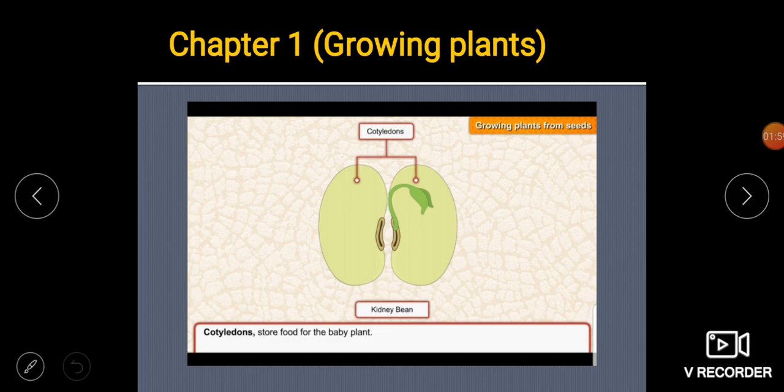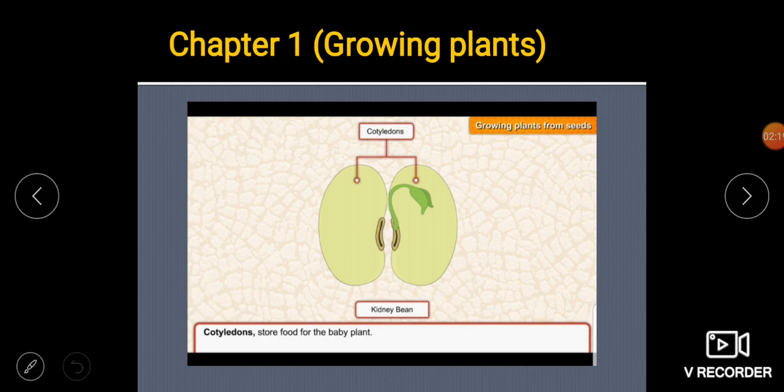When we remove the seed coat, then we can see, in the red kidney bean, its seed, we can divide it into two equal halves. Each half is known as a cotyledon. The function of the cotyledon is to store the food for the baby plant.